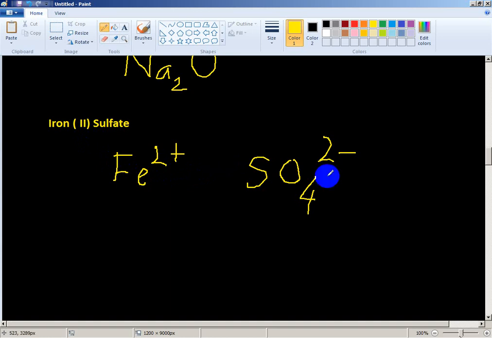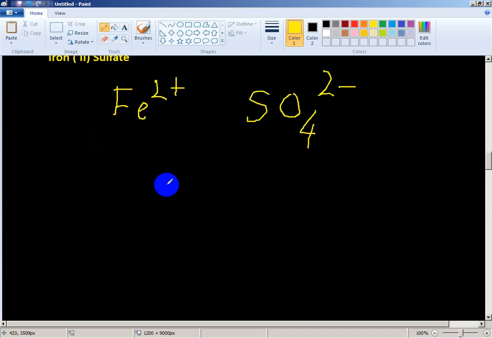Okay. Sulfate is not given because sulfate charge is always 2 minus, SO4 2 minus. But iron charge is sometimes 2, sometimes 3. For this reason the charge is given here as 2. So now at first we will swap.